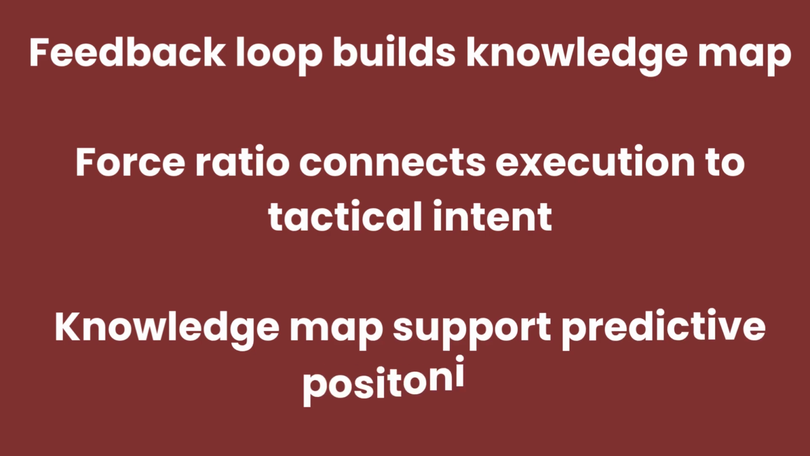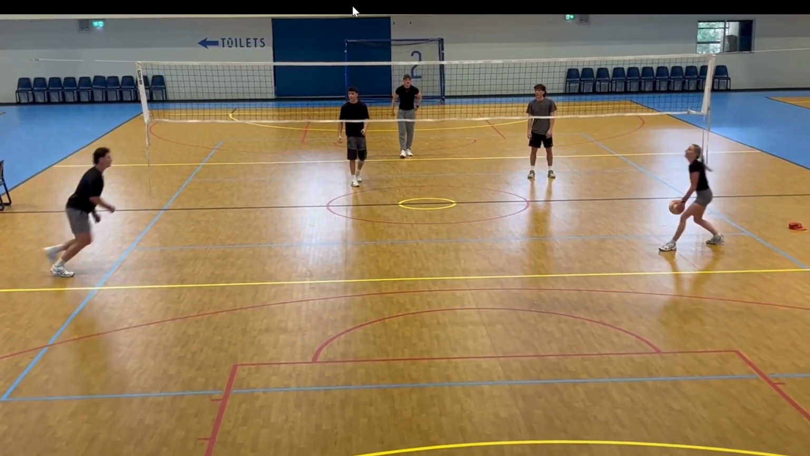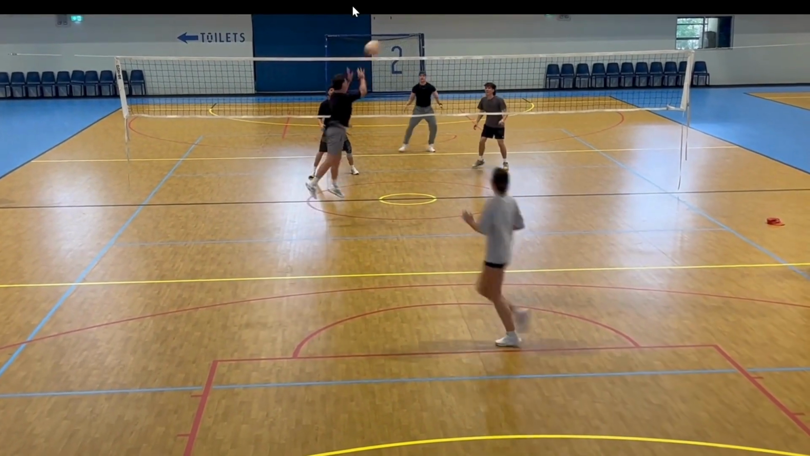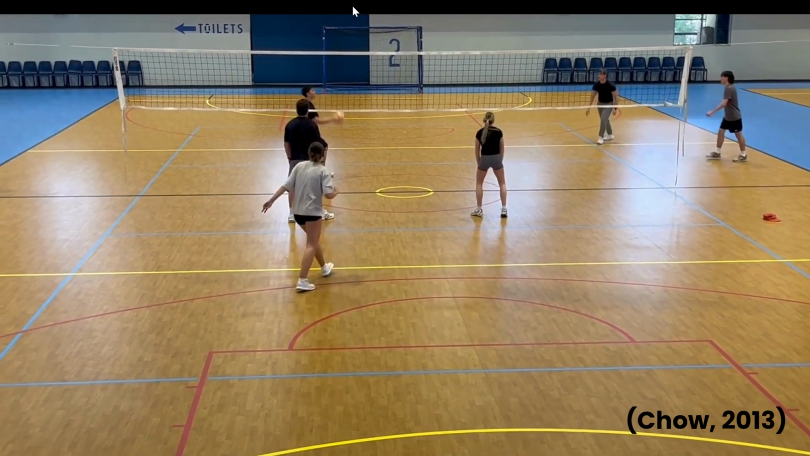These interactions form a feedback loop. The outcome of each action informs the next decision, gradually refining the team's knowledge map. Over multiple rallies, players begin to recognize recurring movement patterns, predicting likely responses and adjusting positioning preemptively. The force ratio present in each throw, balancing height, speed, and distance, connects physical execution to tactical intent. As teams manipulate these ratios, they learn how energy application alters spatial opportunity, directly linking movement skill to strategic understanding.